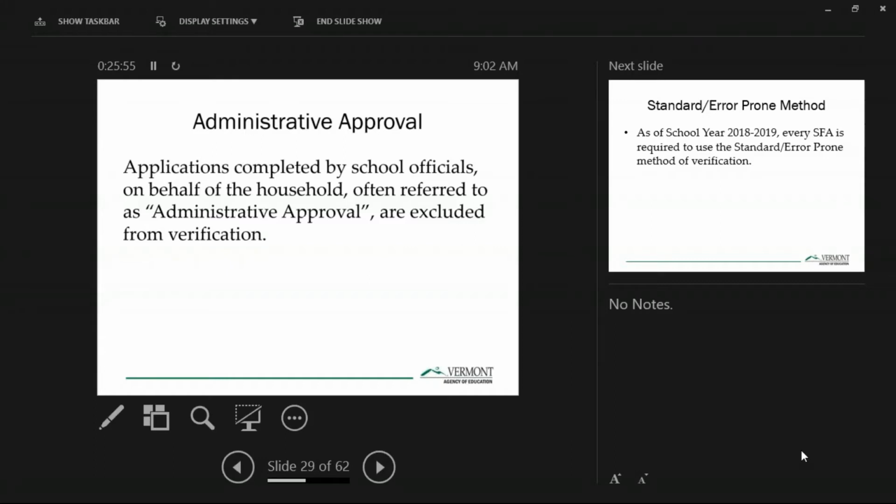And you are still required to notify the household that they've been approved for free meals, so that they have the opportunity to deny that benefit. I will also put in my personal caution that this can be a slippery slope of application approval, so use this process judiciously.